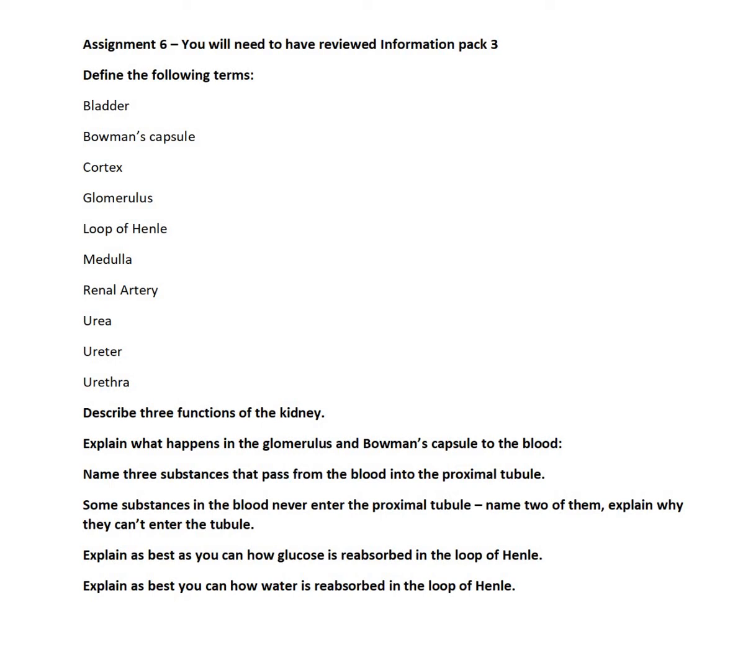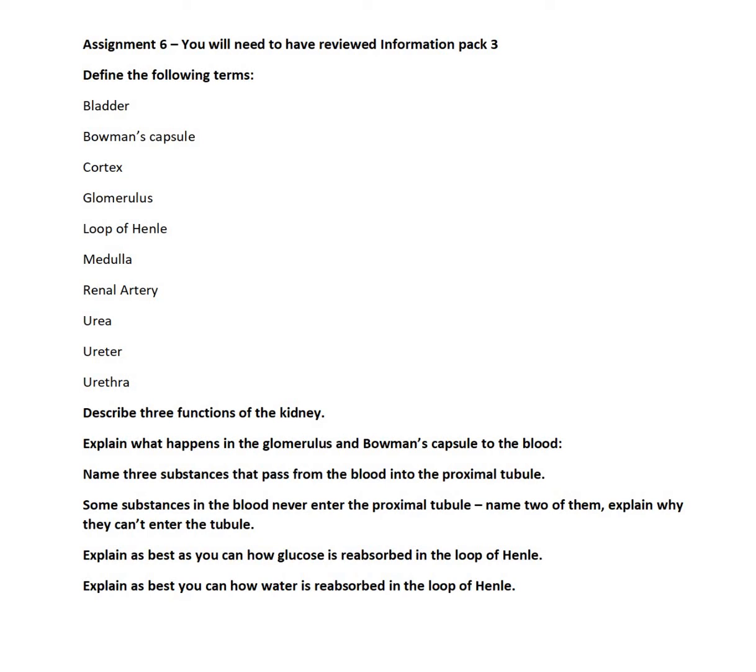The loop of Henle is a site of reabsorption, so it's part of the convoluted tubules in the nephron, and it is the site at which water and salts are reabsorbed from the actual filtrate back into the blood. Okay, the medulla is the lower region of the kidney, not to be confused with the cortex. The renal artery is the blood vessel that supplies blood to the kidney.